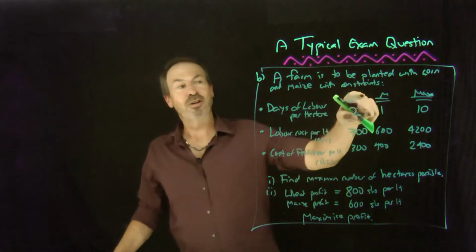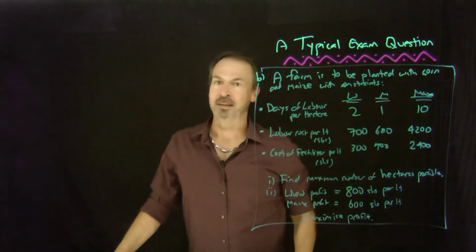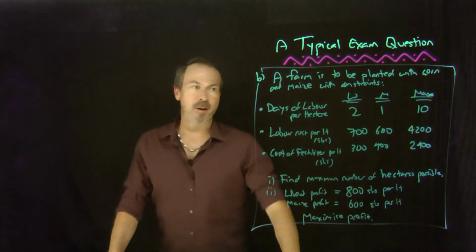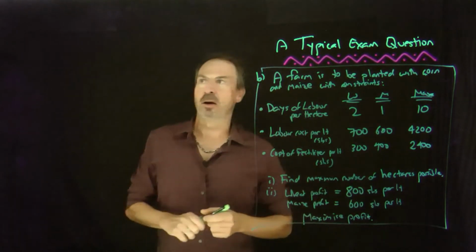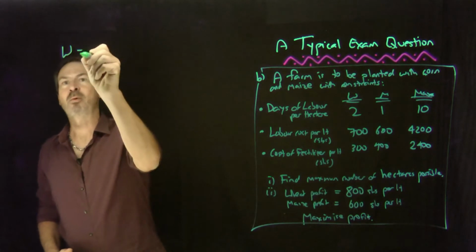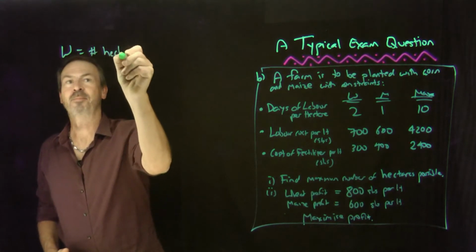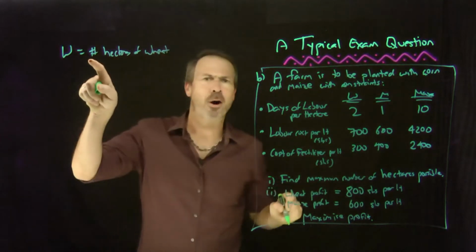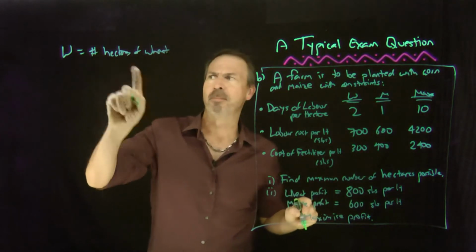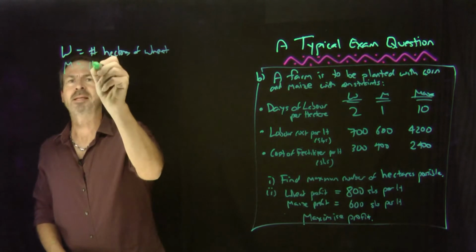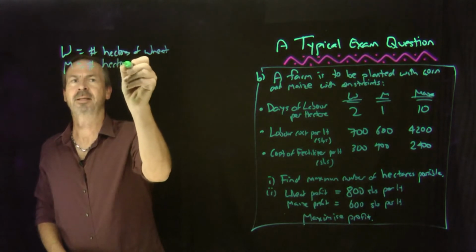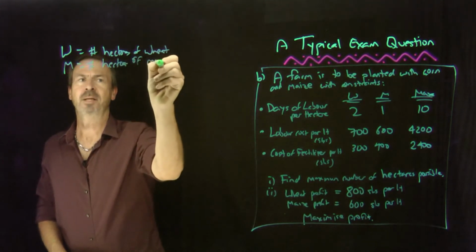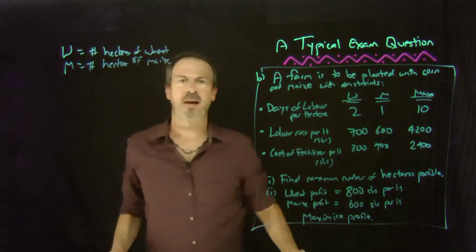First of all, I wrote W for wheat, M for maize. So let W equal the number of hectares of wheat. Actually, that's a very American thing, to write that hashtag for numbers. M would be the number of hectares of maize. So I'll let those W and M stand for the number of hectares.